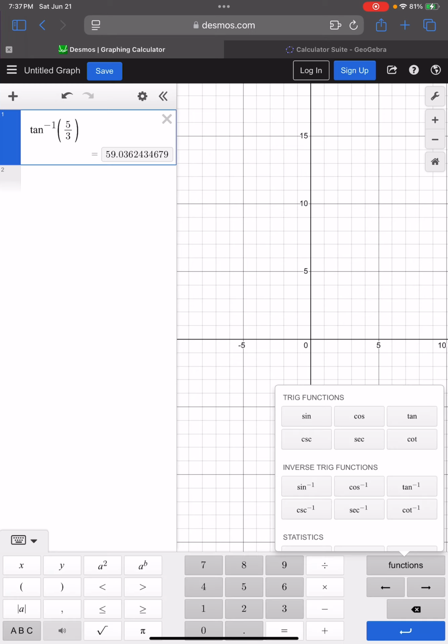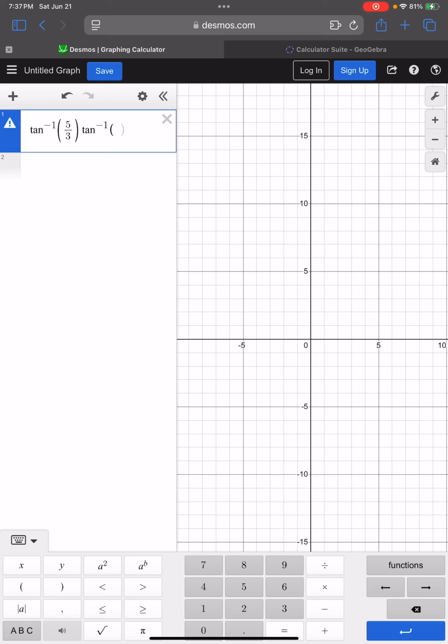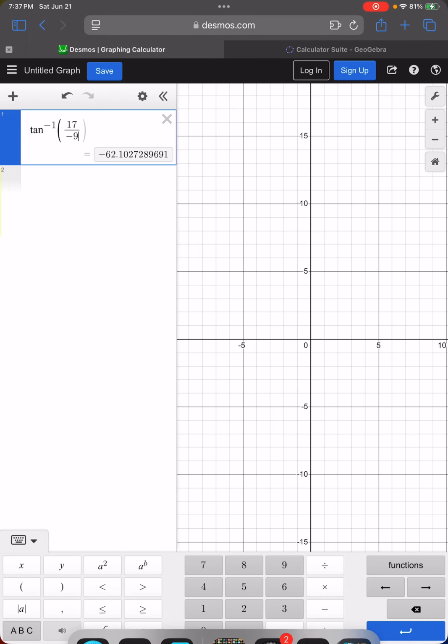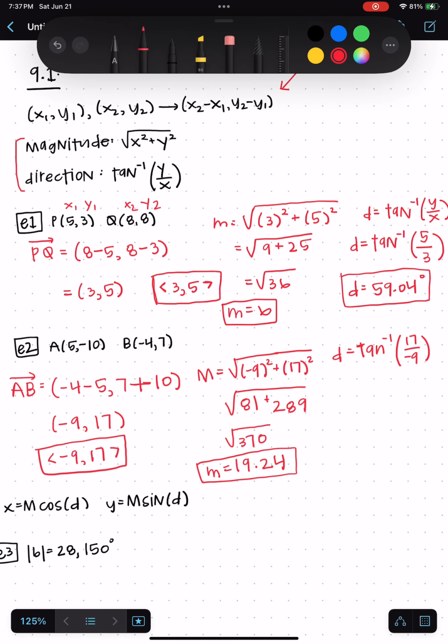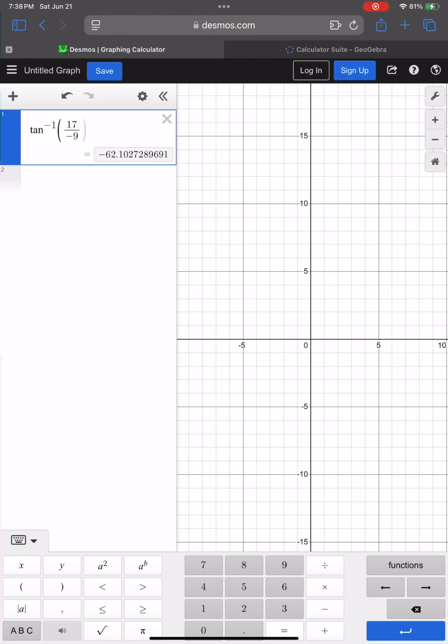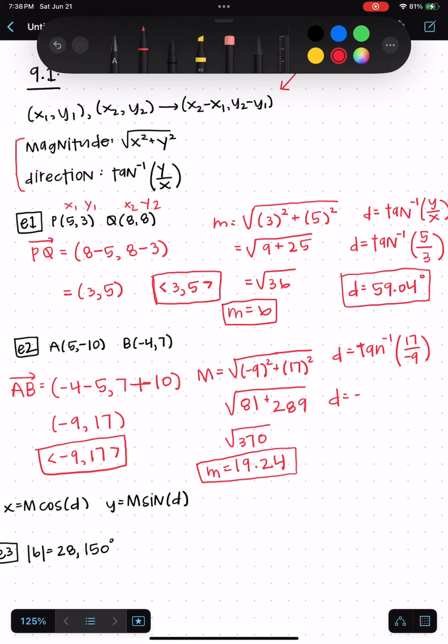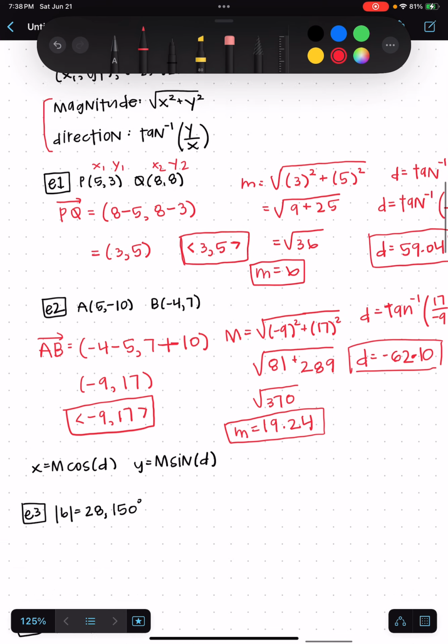You're going to click on the functions and then tangent inverse. Oh, one minute. I'm being really silly today. Functions, tangent inverse, and then we're going to have 17 divided by -9, and it gives me negative 62.10. It's totally fine that it's negative. So I know that D is negative. Oh, shoot, I just forgot it. I'm sorry. Negative 62.10. And there's my direction. Okay, so that's how you do it that way.